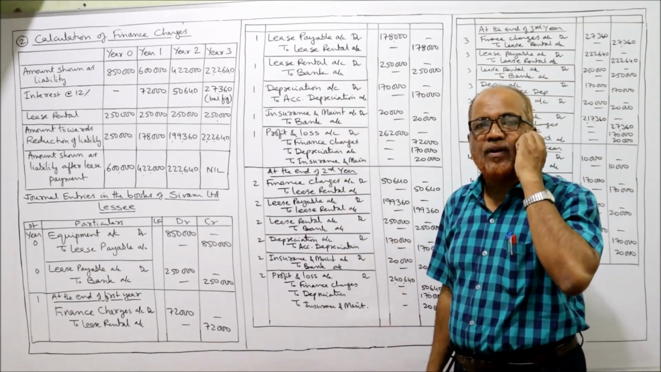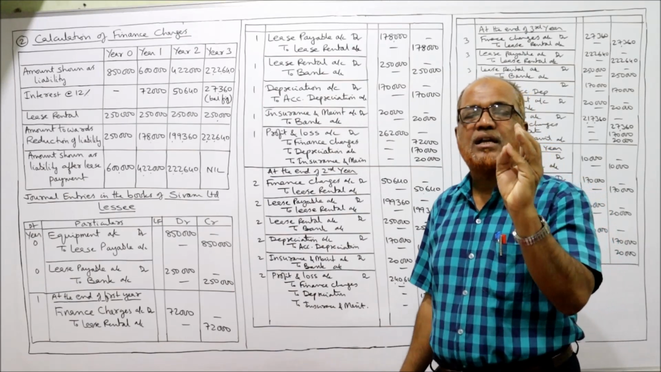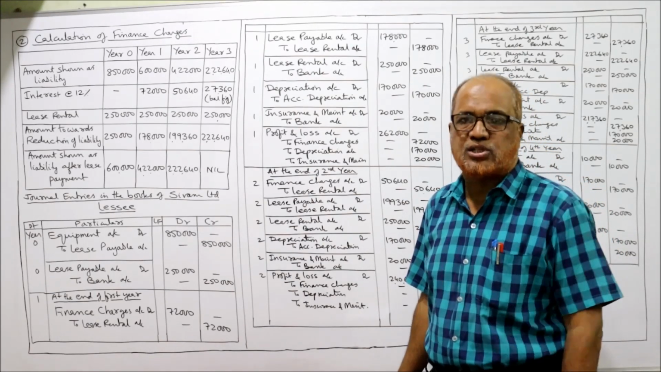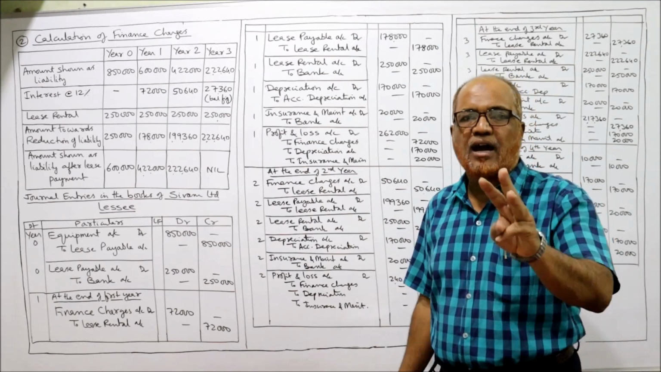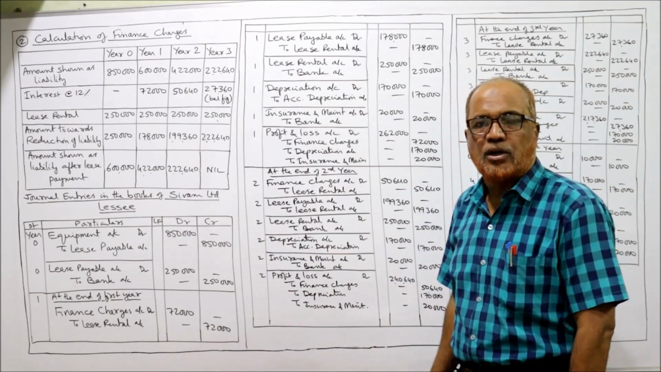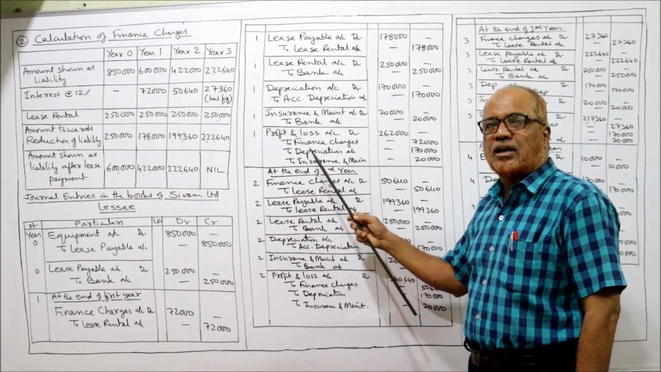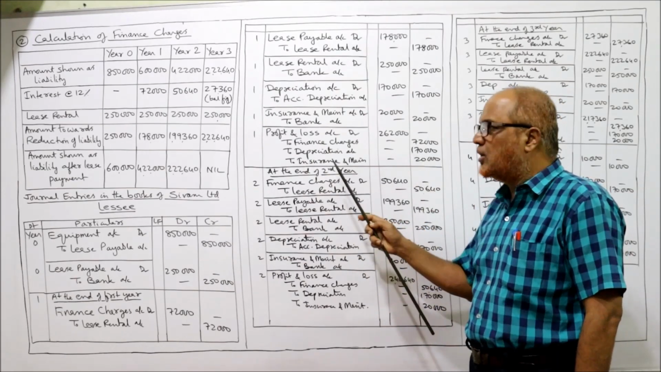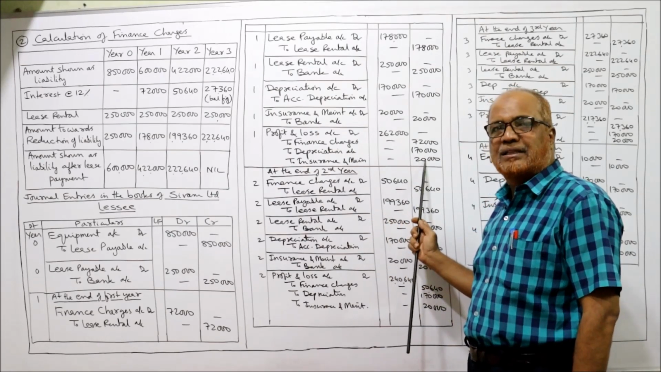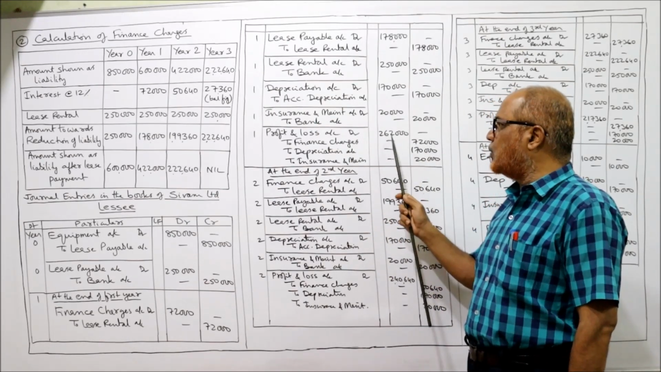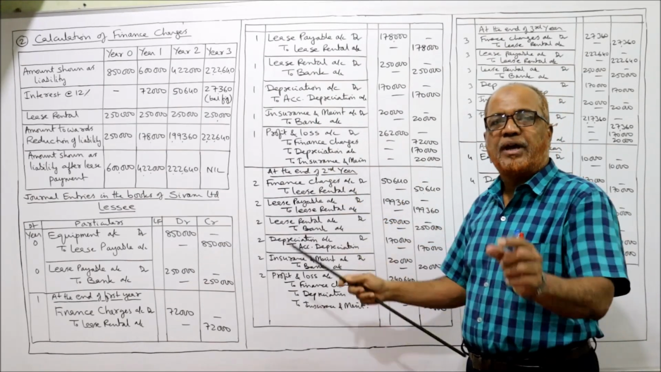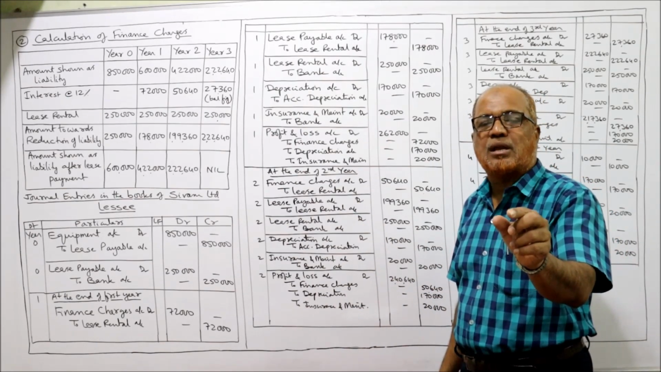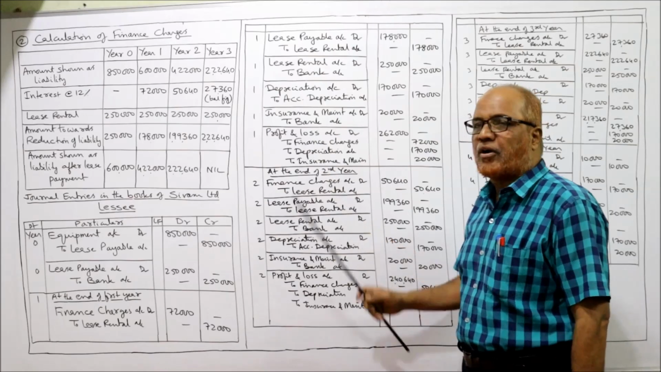Next, transfer the finance charges, depreciation and insurance and maintenance to profit and loss account. These three accounts should be transferred to profit and loss account. So entry, profit and loss account debit to finance charges 72,000, to depreciation 1,70,000, to insurance and maintenance 20,000. Take the total of these three amounts, 2,62,000. Being the finance charges, depreciation and insurance and maintenance transferred to profit and loss account.